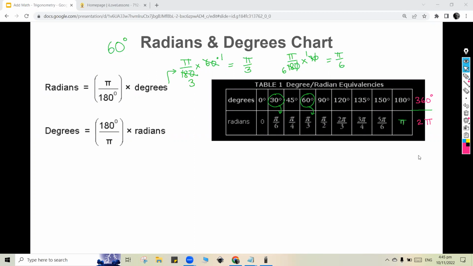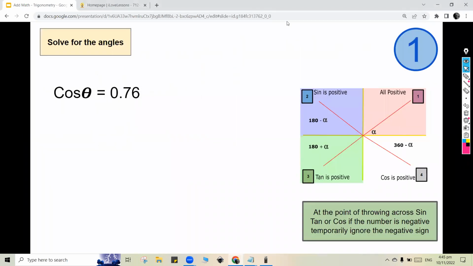So let's move to our first question today on trigs. If this were a normal maths exam, and someone asked you to solve cos theta is equal to 0.76, well, I know most people could do this. If you want to solve for theta, you just take cosine and throw it across. Remember in maths, when you throw anything across, it becomes the opposite. And the opposite of cos is cos inverse, or cos minus 1.